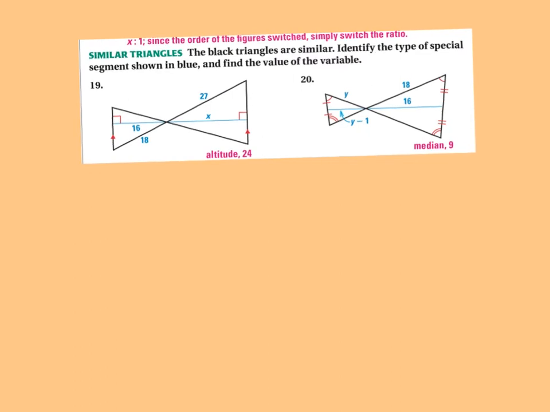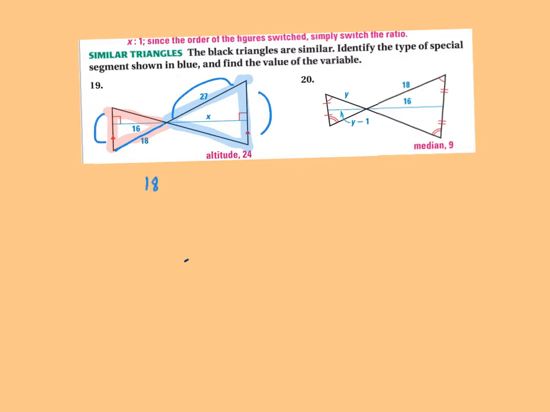All right, number 19 said the black triangles are similar. Identify the type of special segment shown in blue and then find the value of the variable. So if I know that these are similar, this one's similar to this one. Obviously, this length would match this length. This is going to match this length. These are kind of like twisted.